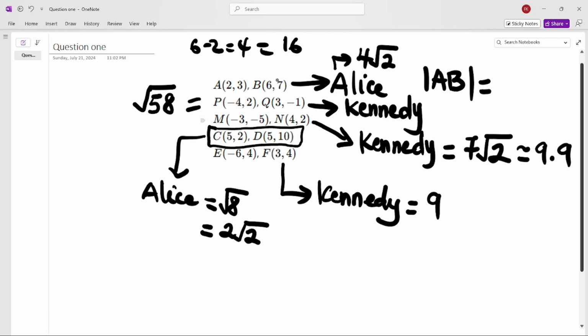So let's confirm. You have 7 for the y, you have 7 minus 3, which is... What am I doing? 6 minus 2, that's 4. 7 minus 3, that's also 4. So that will give me 4 squared, that's 16.